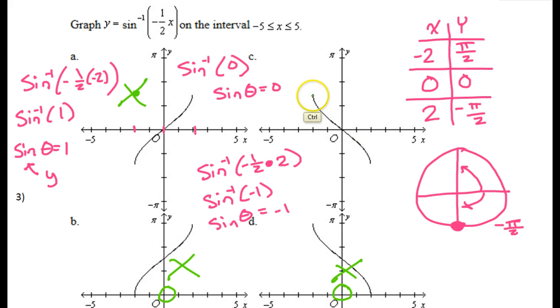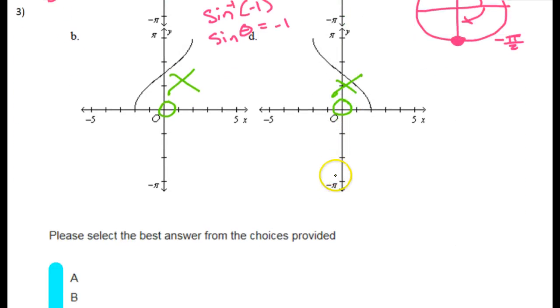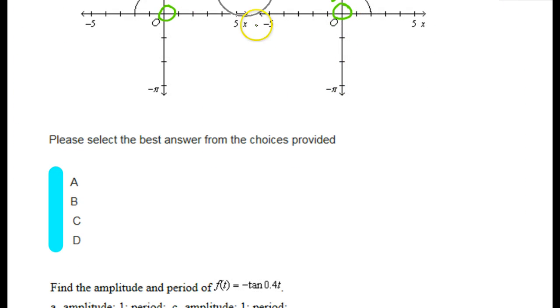So -2, pi over 2. That makes sense. All right, pi over 2 should be right here in the middle. 0, 0. There it is. +2, negative pi over 2. This is negative pi over 2 right here. It all matches. The answer is definitely C. But let's check the official answer. So there you go.